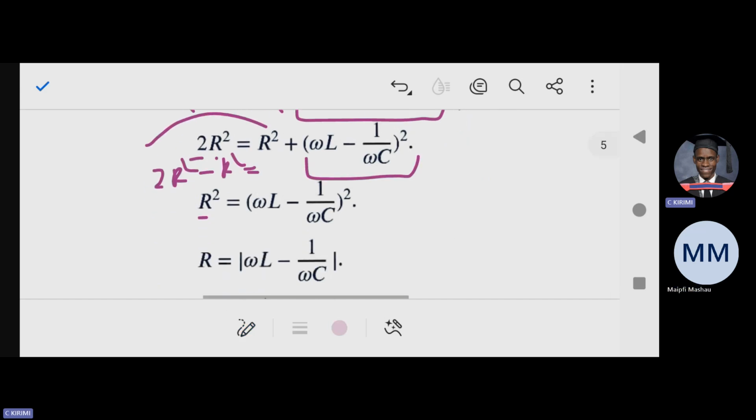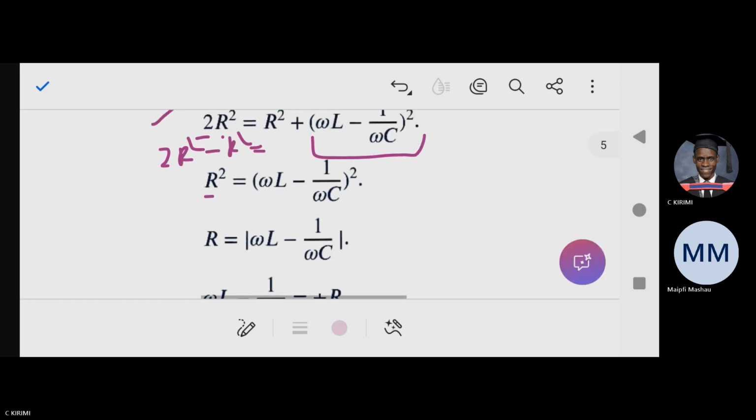Then from there, you find the square root. You want to remove the square. So R will be equal to what? R squared will be R, and the other side will also remain the same because you're removing the square. So in other words, we have squared both sides.